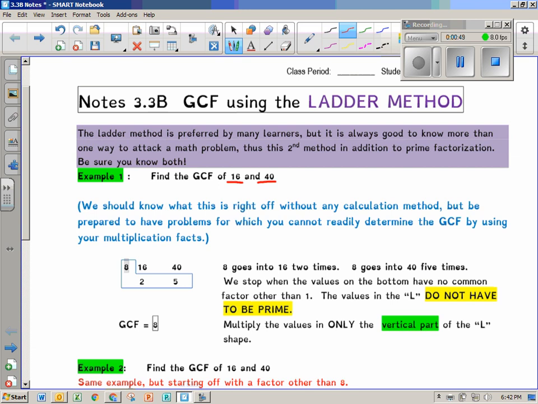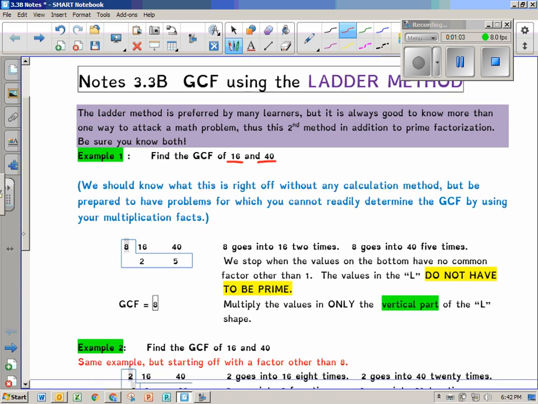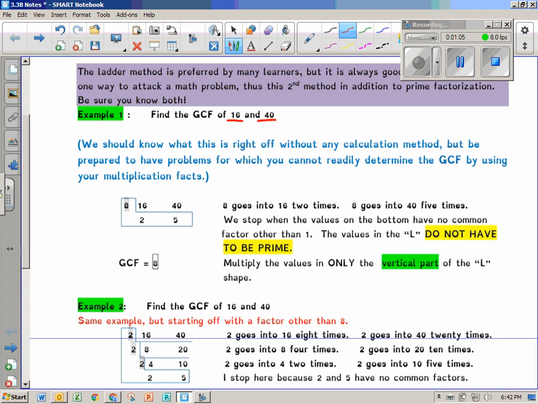Even on the ones where we know what it is, we're still going to practice the ladder because practice will improve our skills, and then when we get a problem where we're not sure what it is, we can do the ladder to make sure. So let's scroll down. When you do the ladder method, you're not concerned any longer with prime numbers. You're just concerned with what the two numbers have in common.